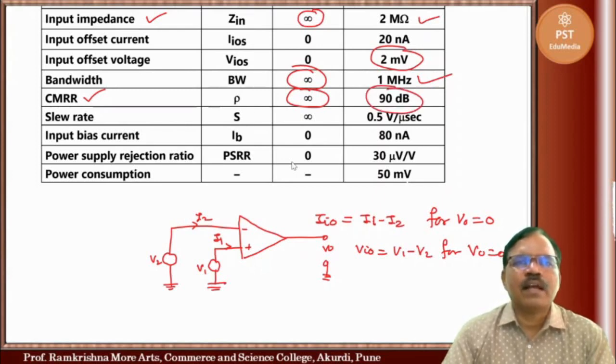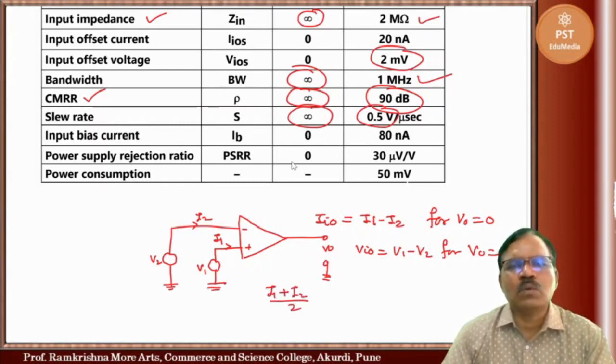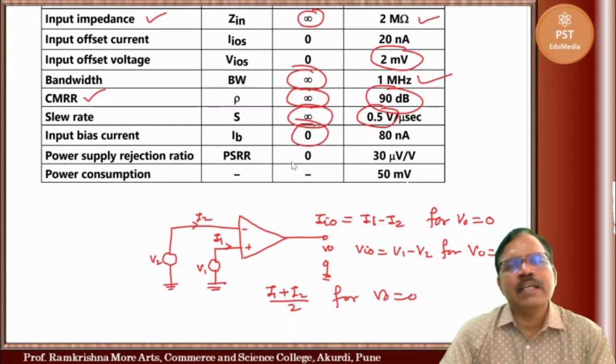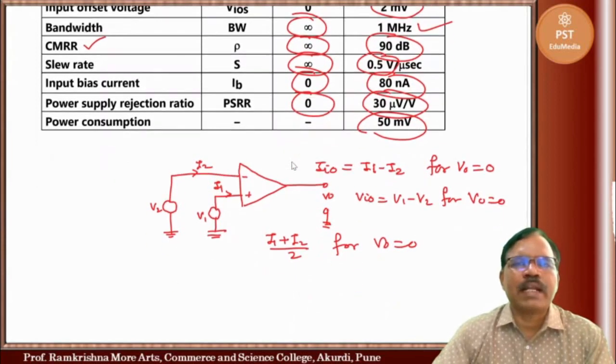Slew rate, ideally it is infinite, practically it is very small. Input bias current means (I1 plus I2) by 2 for V0 equal to 0. This is input bias current. Ideally it must be 0, but practically it is small. Power supply rejection ratio ideally should be 0. Practically it has some small value. Power consumption is small for practical operational amplifiers.